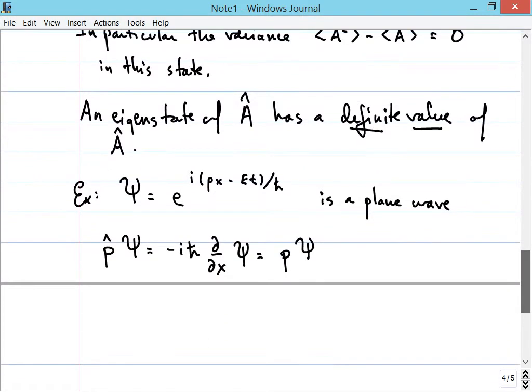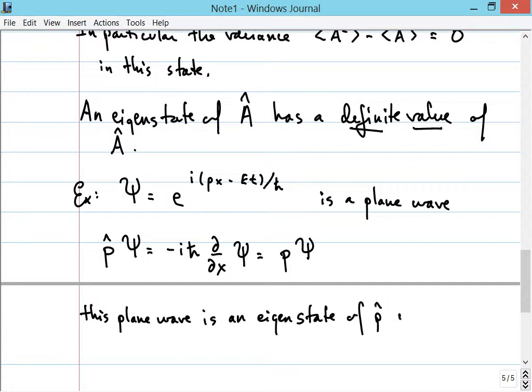Okay. So that means that this plane wave is an eigenstate of p hat with eigenvalue p. So a plane wave is an example of a state with definite value of the momentum. If I took 100 students and handed each one a copy of the same plane wave state and said measure the momentum of this particle, you would each get exactly the same result. The variance of the probability distribution in momenta that you would measure would be equal to 0.